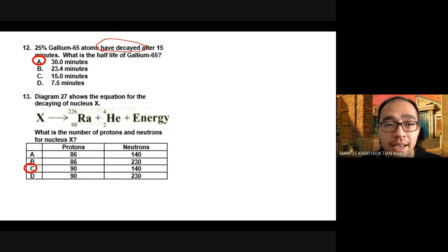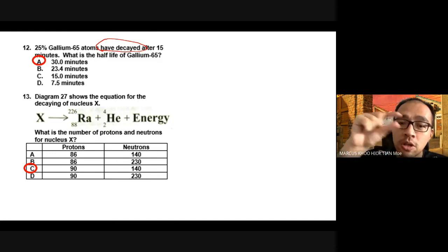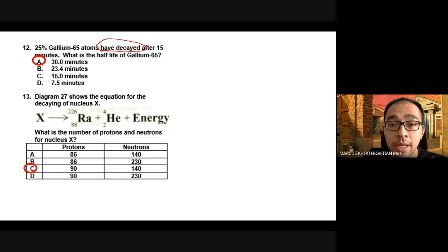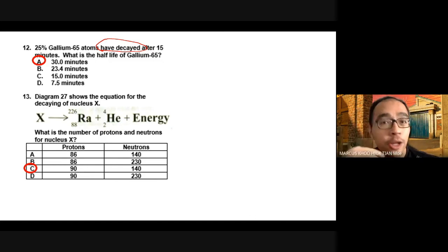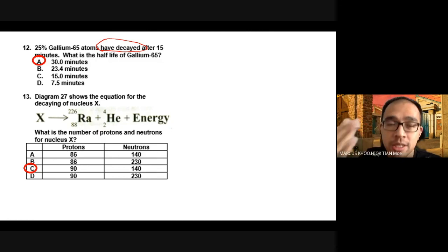Definitely A. This is a very common paper 1 question that we need to be very sure about. When we draw the decay series, we are stating how much is left, not how much has decayed. But this question tells you 25% has decayed. I'm quite sure a lot of you did 100, 50, and then 25, and then said, okay, 2 half-lives, therefore the answer is D. No. Be very careful with the question.